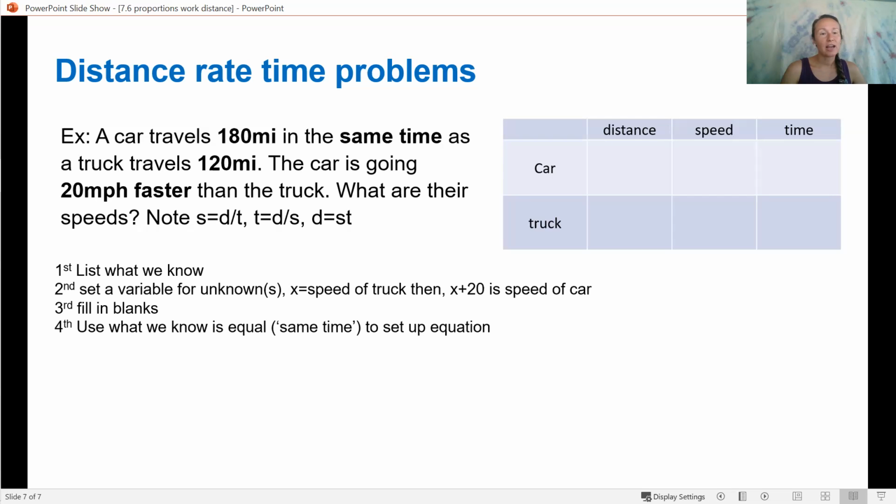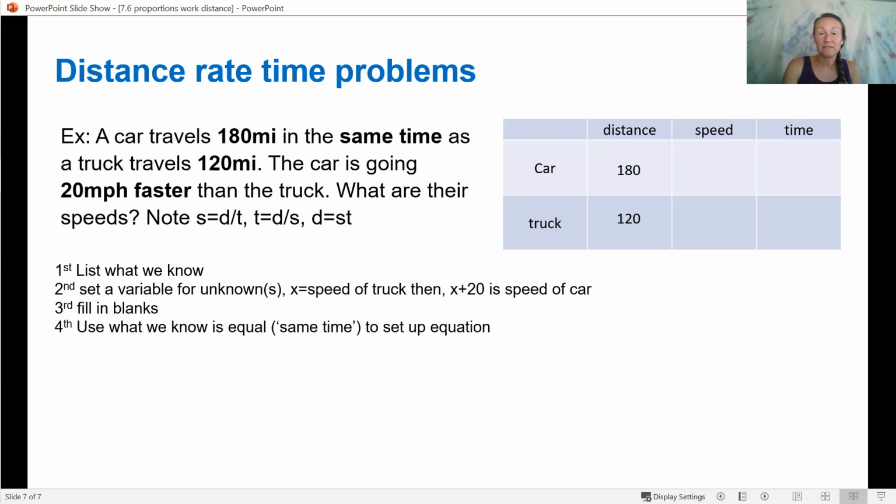Well, we use our chart and the fact that speed equals distance over time to fill out all of these pieces of information in our chart. So first, we do know the distance. The car goes 180 miles, the truck goes 120 miles, okay? And we do know the speed in a way. The speed of the car is 20 miles an hour faster than the truck.